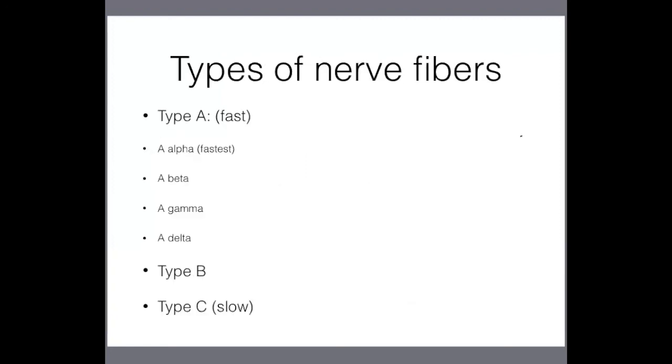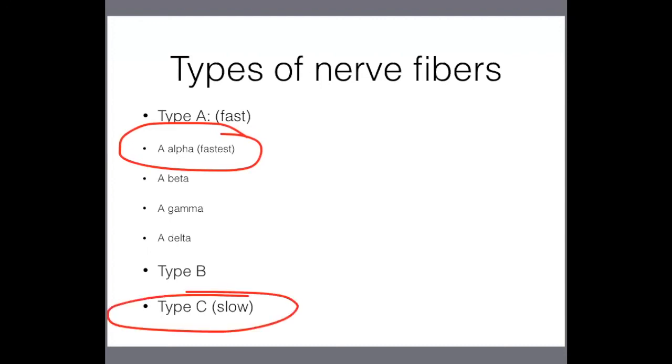Perfect. Next, we're going to be talking about the speed of the nerve fibers. Nerve fibers have different speeds, and it depends on the amount of myelin on the nerve. We have fast, which is type A, type B which is intermediate, and type C which is slow. Type A is the fastest, and within it there are 4 subtypes: A alpha, A beta, A gamma, and A delta. The important thing to know is that A alpha is the fastest. Then type C is the slowest.